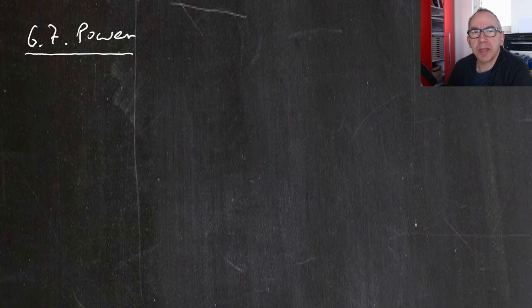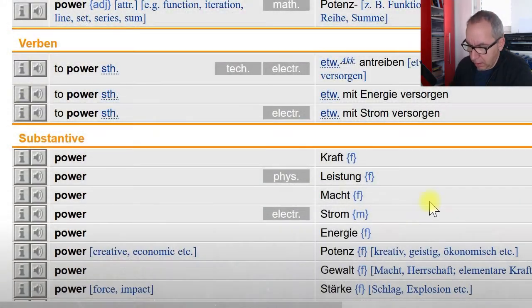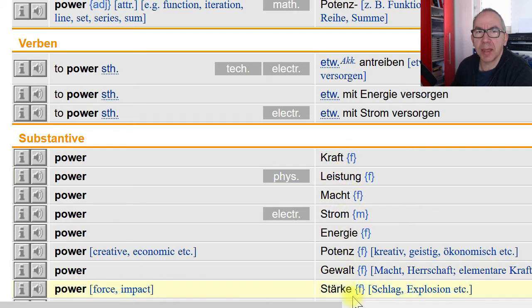So first, it's probably a good idea to look at the translation of power. If we have a look here, we can see that the translations are quite broad, so it can be Kraft, Leistung, Macht, Energie, Gewalt, Stärke. And in physics, power is clearly defined, and you can see it here. It is the so-called Leistung.